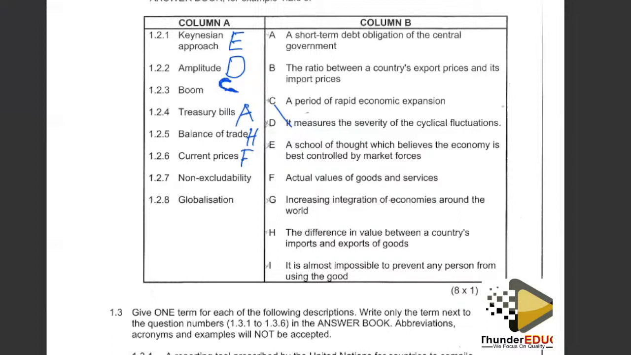You can't stop someone from using it. That is why we are saying that there is non-excludability. Everyone can use the public good. Everyone can utilize a public good, whether you are a foreigner or you are a citizen. If there are parks there, you can't say that in this park, foreigners shouldn't come and sit in this park. No. Why?